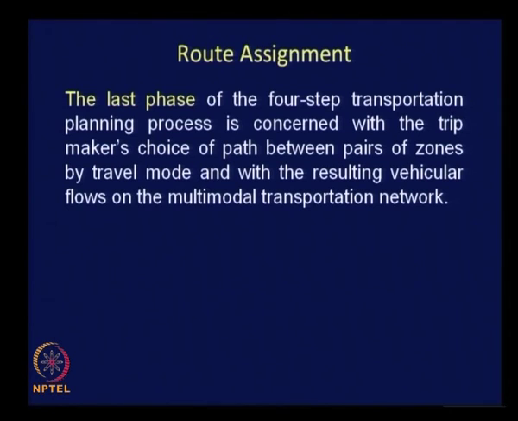Now, the last phase of the 4-step transportation planning process is concerned with, as we discussed, trip maker's choice of path between pairs of zones by travel mode and with the resulting vehicular flows on the multimodal transportation network. Are you able to understand the statement clearly?